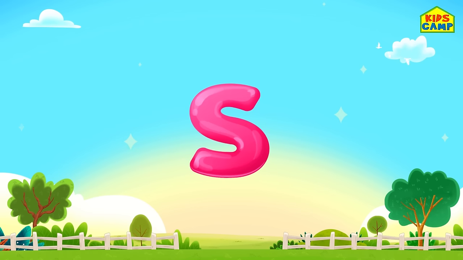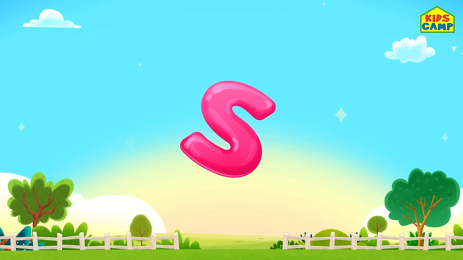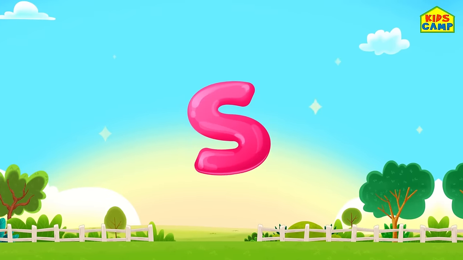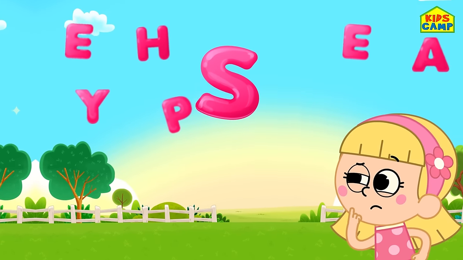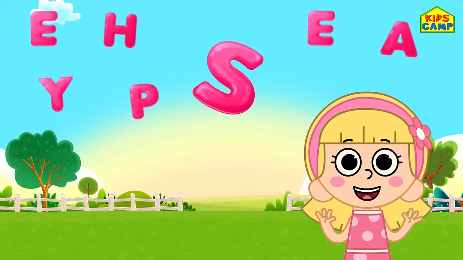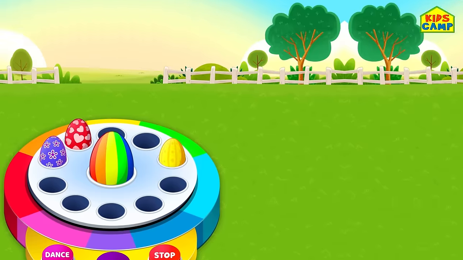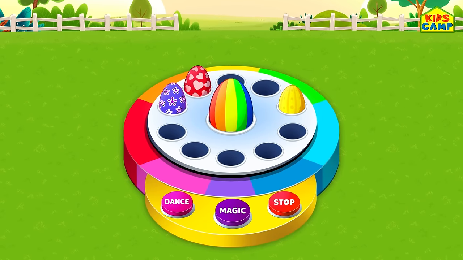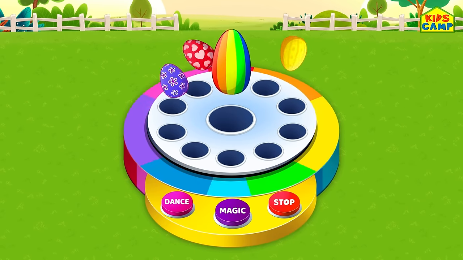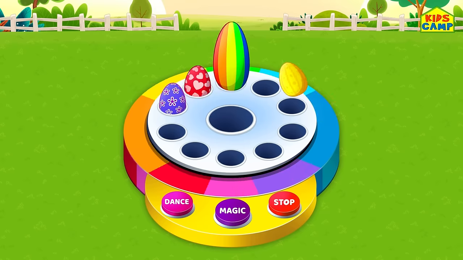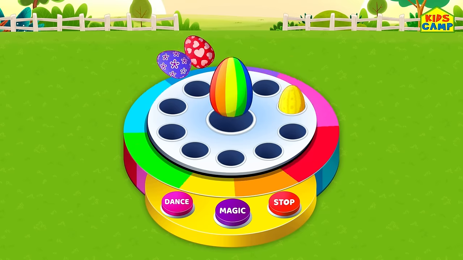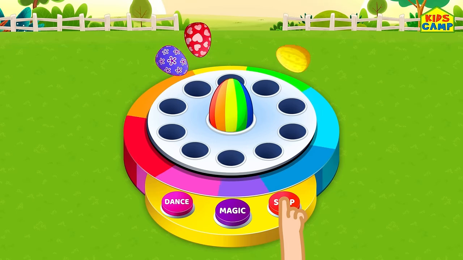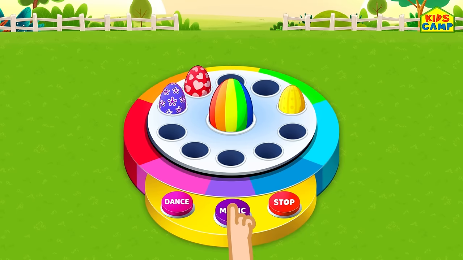It's the letter S. Let us also place this letter with all the other letters. What word do you think this can be? Let's find out. Time to dance. Time for magic.